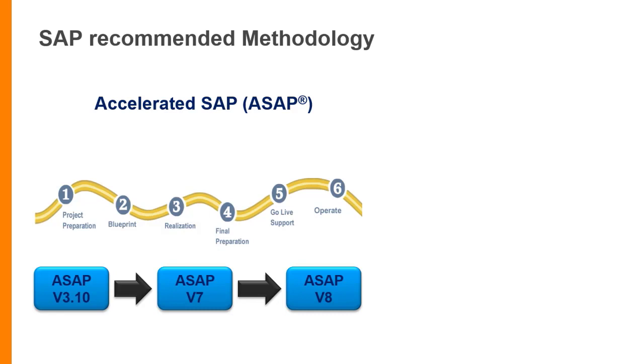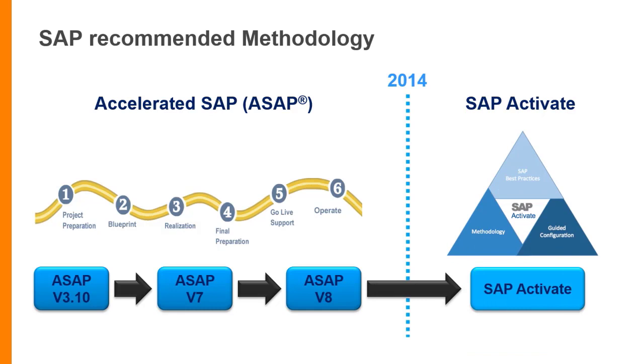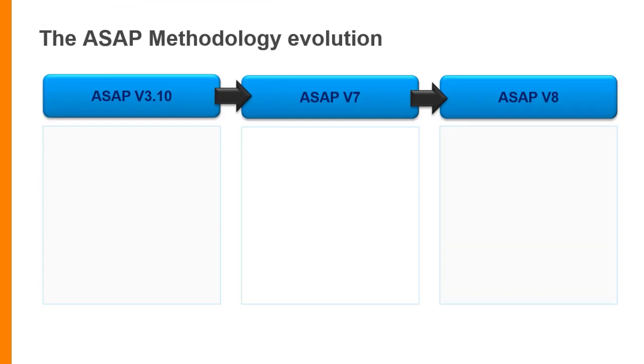And ASAP, which is illustrated here, really evolved from version 3.10 to version 7 to version 8. And in 2014, something happened. SAP went on the wagon where they said we need to have a more agile approach and we need to change our methodology to better provide and support for the new business expectations. And what they invented or launched was what is called SAP Activate. And let's dive into these methodologies.